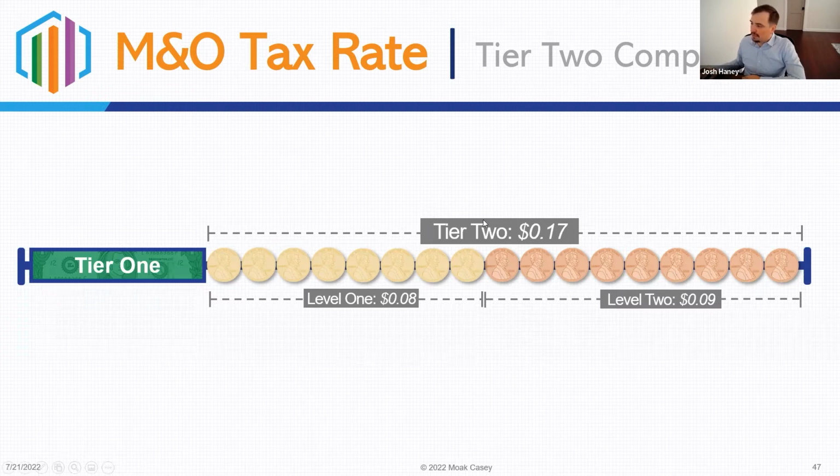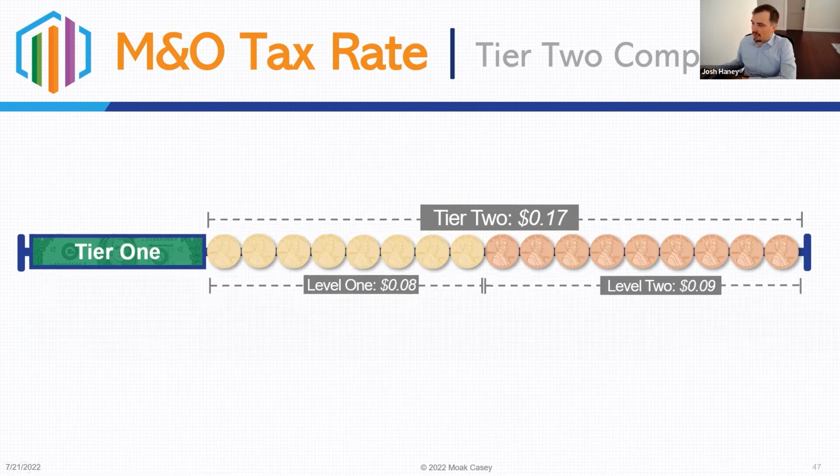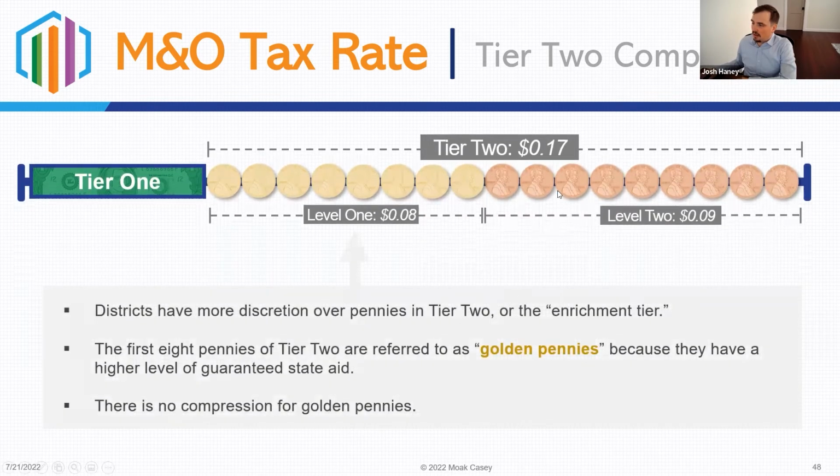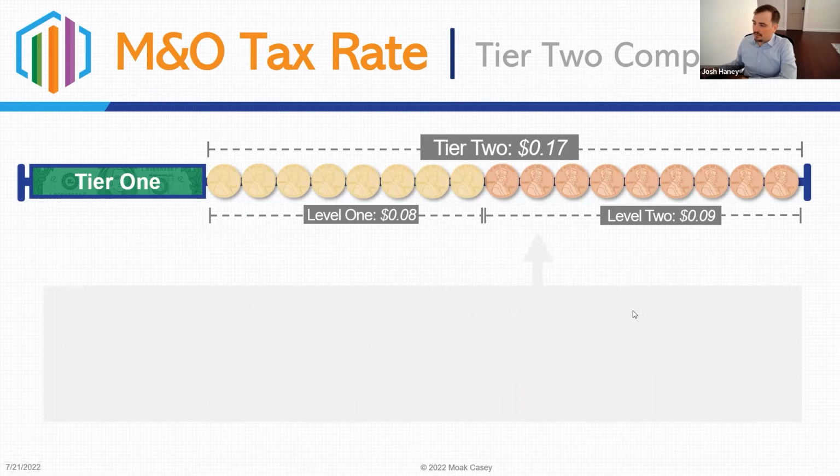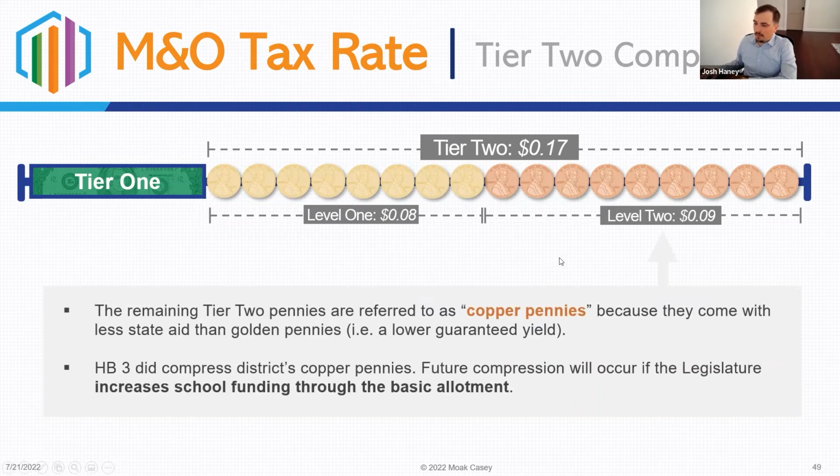But again, I just want to make sure we have our vocabulary correct on this portion of the tax rate. Within tier 2, you may also hear us refer to it as the enrichment tier. The first 8 pennies are called golden pennies. They're called golden pennies because they have a higher yield. You draw down more state aid, and there's no recapture for golden pennies. And then the next 9 are copper pennies. These are called copper because they're less valuable than gold. They have a lower guaranteed yield, and there's recapture on those pennies.